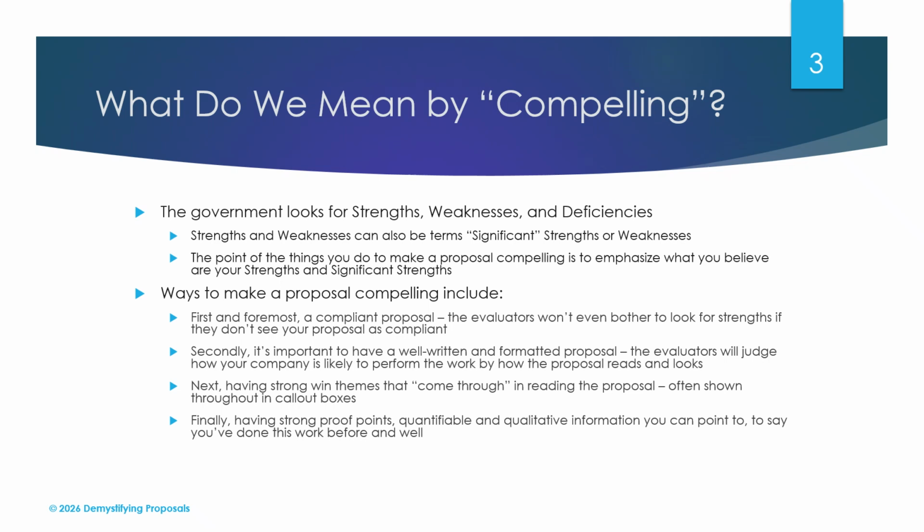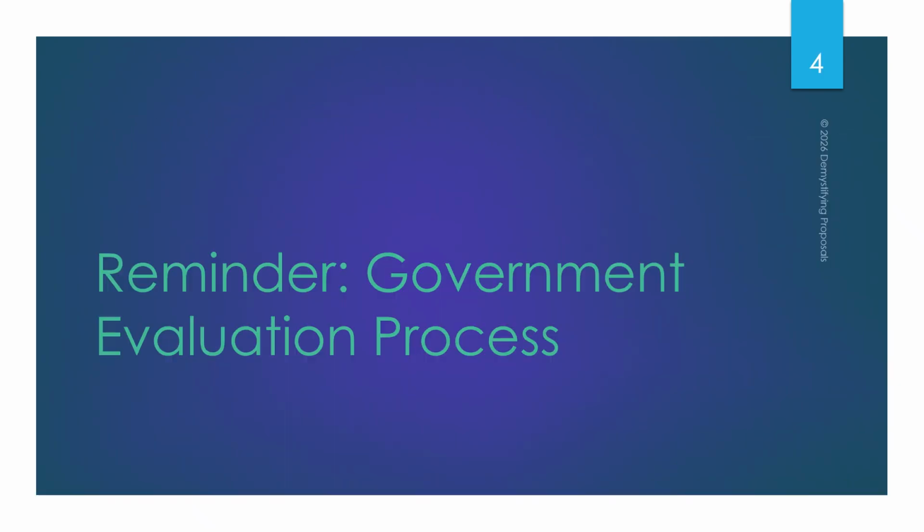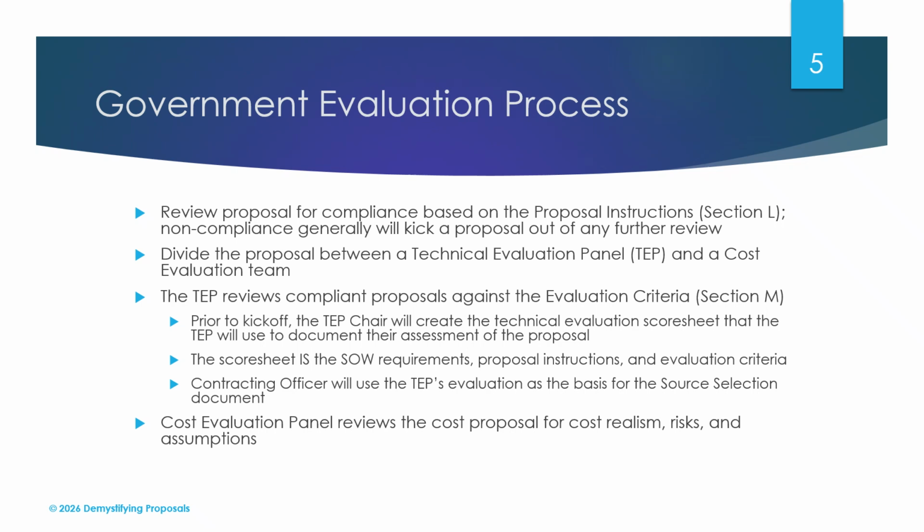As a reminder, here are a couple of slides on the government evaluation process. The first step in the government evaluation process is to review the proposal for compliance based on the proposal instructions, usually found in Section L. Non-compliance generally will kick a proposal out of any further review.